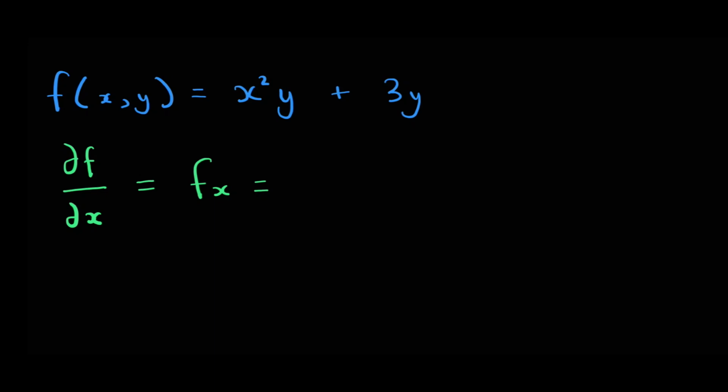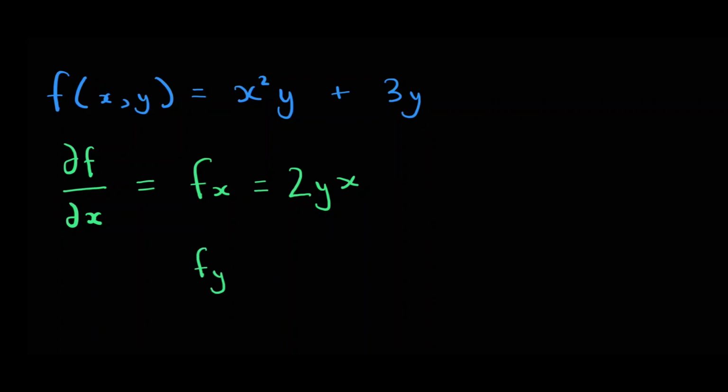So for the first term, we can multiply everything by 2 because it's x squared. Then we can write the y because it's a constant, and then x to the power of 1. And then next, for the 3y, because y is a constant, that would just differentiate to 0, so we can just leave it out. So the partial derivative with respect to x is just 2yx, or 2xy.